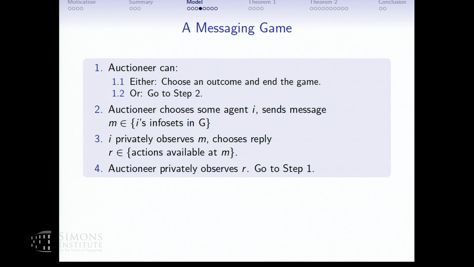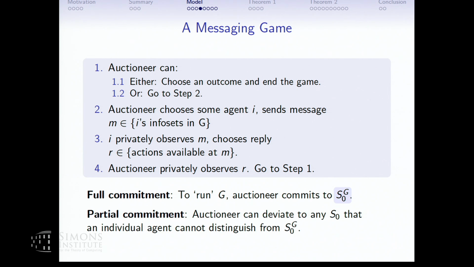So it should be clear, if you give me any extensive game form, right, there is a rule-following auctioneer strategy, right? I can start from the initial history, send a message to who I meant to communicate, from the replies update the history correctly, send a message to the next person, and so on, and when I hit the terminal history, choose the corresponding outcome. So the full commitment paradigm just says the auctioneer is committed to, like an automaton, do this, right? The auctioneer strategy that runs the mechanism G. And our partial commitment paradigm says the auctioneer can deviate to any strategy that an individual agent cannot distinguish from the rule-following strategy.